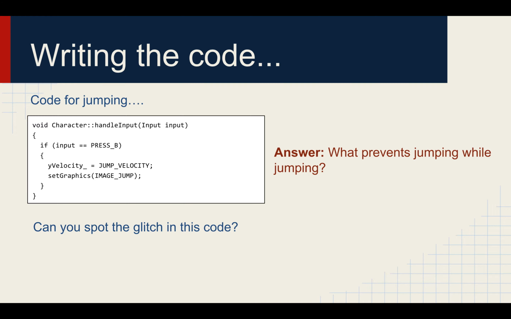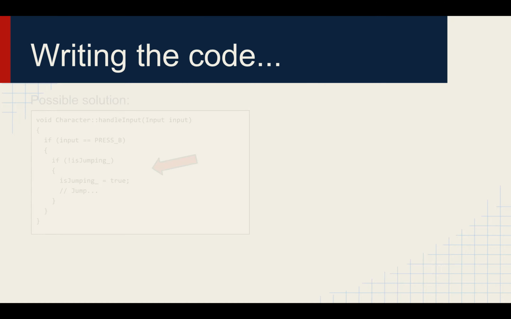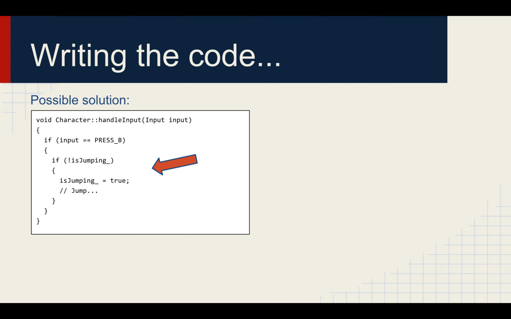And the answer is, what prevents jumping while jumping? I mean, we could call this flying as well, right? I could jump infinitely. I can jump, and I can jump again, and jump again, and jump again, right? So how do we fix this? What's a solution? The possible solution would be to add a conditional statement. If I'm not jumping, then I set jumping to true, and then I go ahead and start my jumping code. So now my character jumps only while it's not jumping.